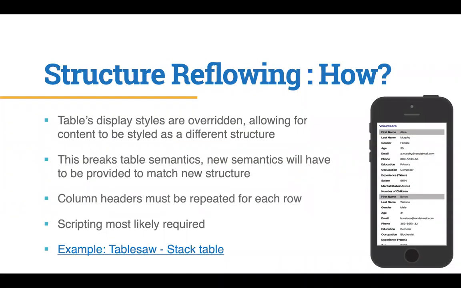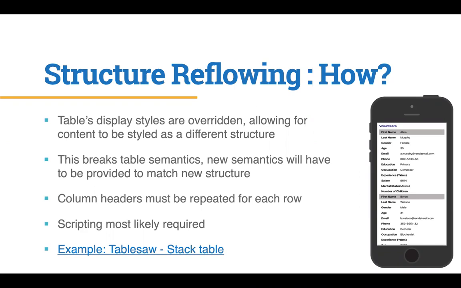So when you use structure reflowing, you're basically overriding your table's display styles. And you do this for all the table related elements, such as the table itself and the table rows and the table cells and the table headers. And if you change that display style to be block or inline block, for example, you're removing the way that a browser normally renders a table, and that allows you to reflow that content completely and have it shown as a list, for example, or as an accordion.